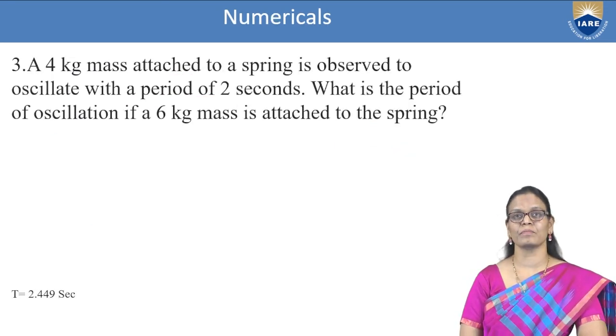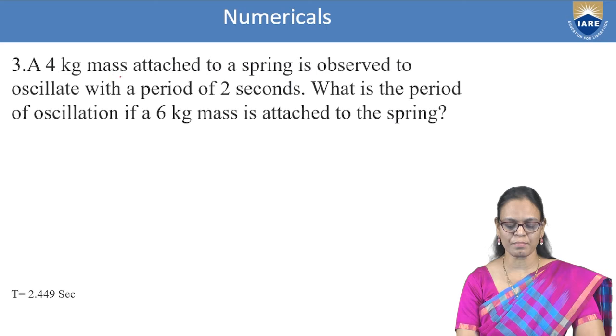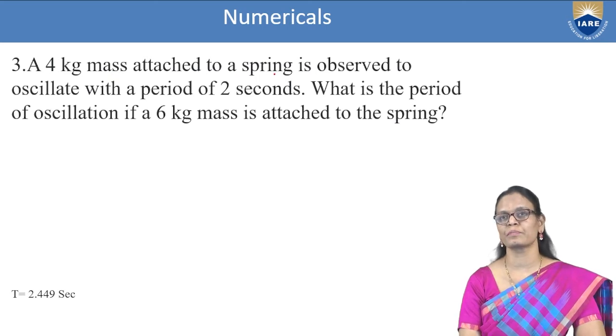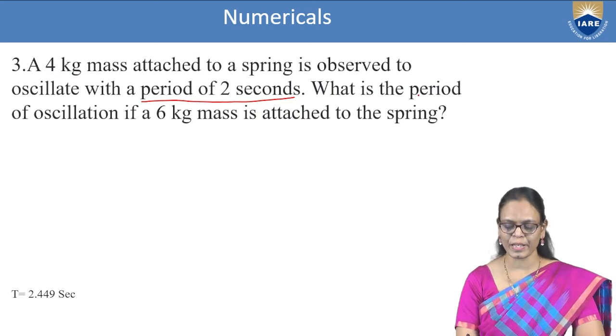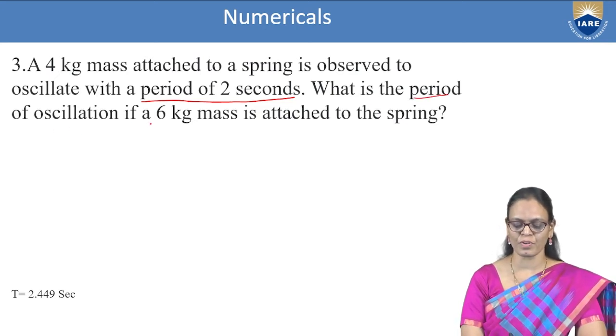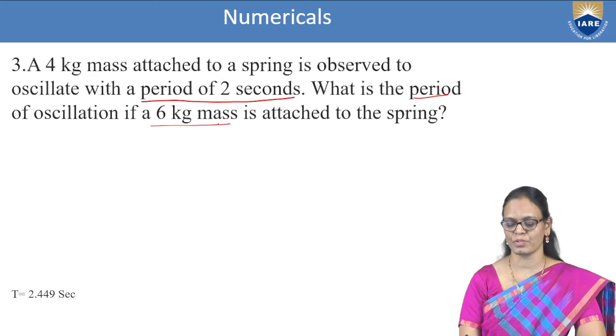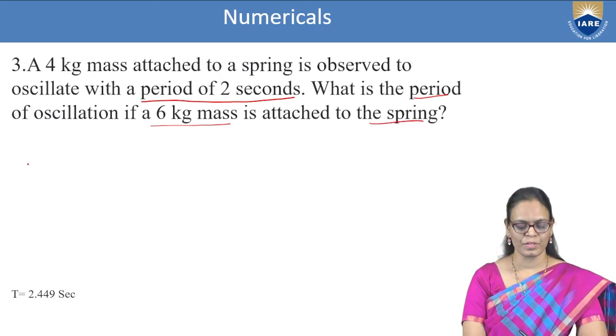Now the third one. A 4 kg mass attached to a spring is observed to oscillate with a period of 2 seconds. So the period is given, time period is given. What is the period of oscillation for a 6 kg mass attached to the spring? So write the data given first.